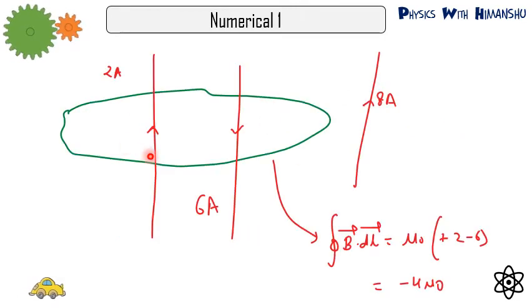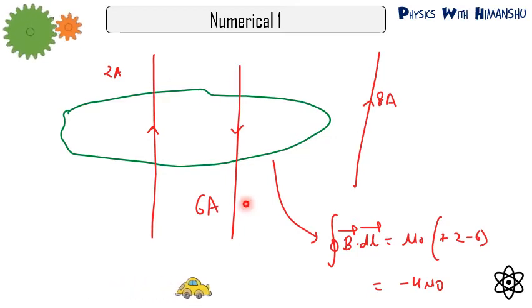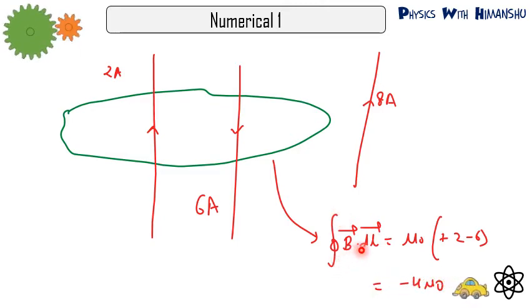Suppose we have a closed loop and a current of 2 ampere is going like this and a current of 6 ampere is going like this, and there is a current of 8 ampere outside the loop. If I have to calculate the line integral of magnetic field over this loop, then integration of B dot dl will be mu naught times current enclosed.